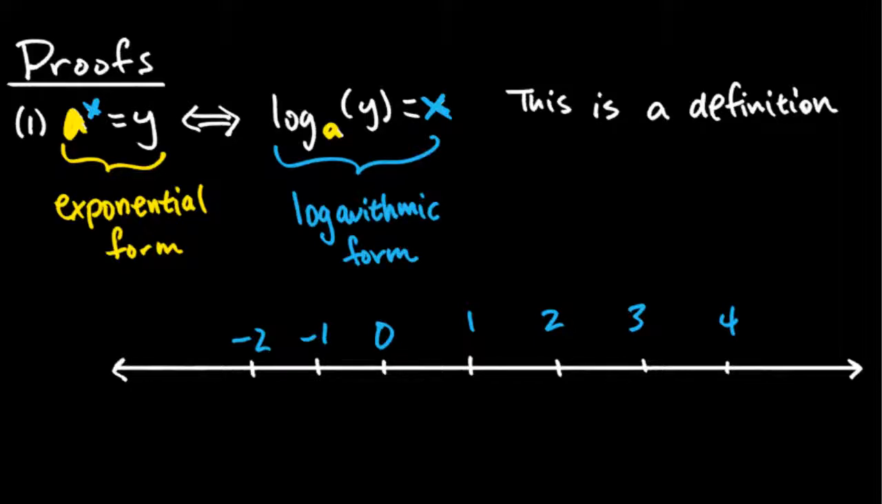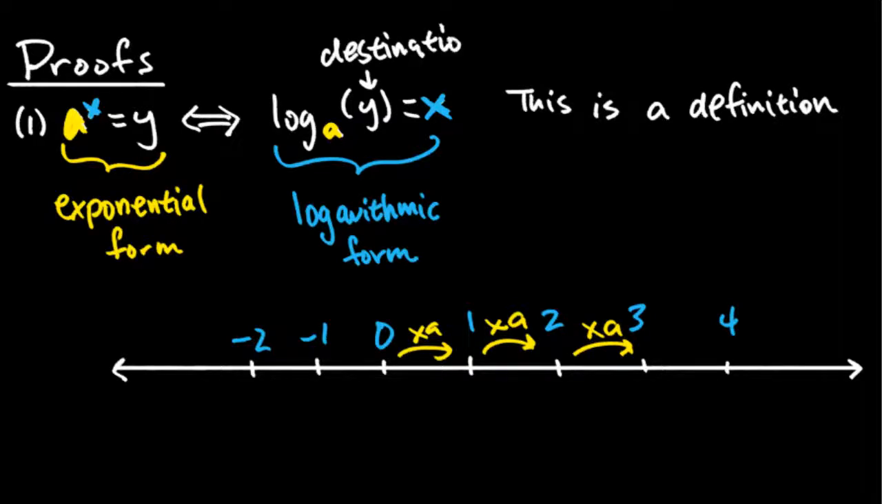So if we look at it like this, then we see that essentially what's happening with the exponent is we have a base, that thing's multiplied by itself x times. With the logarithm, what we say is log base a of y equals x. So that means if we're counting things in an a way, so by multiplication of a, going each step of the way, in order to get to y, that's the destination, we need to go this number of steps.